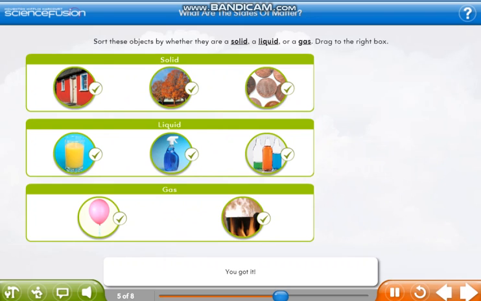You got it! A tree, a house, and a coin are all solids because they have a definite shape and volume. Juice, oil, and window cleaner are liquids. They take the shape of their containers, but they have a definite volume. And gases like the helium inside this balloon or water vapor from a pot of boiling water spread out to fill their containers because they do not have a definite shape or volume.